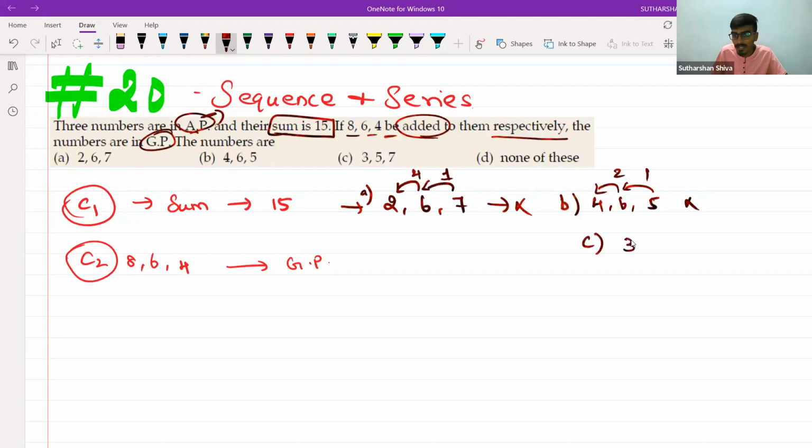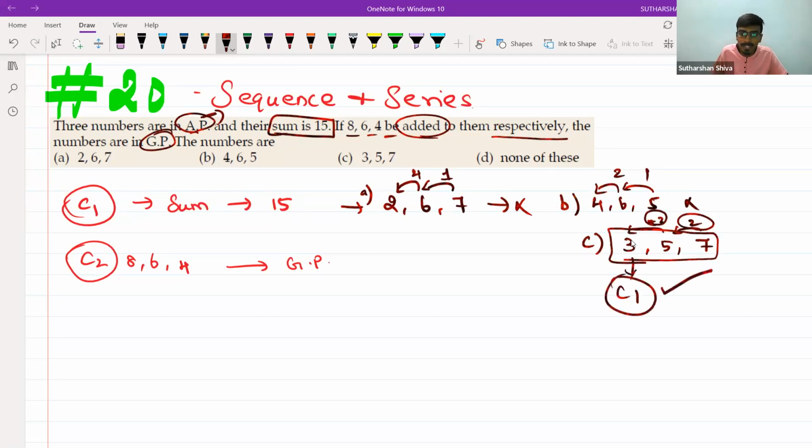Option C: 3, 5, 7. If I add them, I get 15. 5 minus 3 is 2, 7 minus 5 is 2. So my common difference is 2, so it is in AP, and the total is satisfied, so my condition 1 is satisfied.